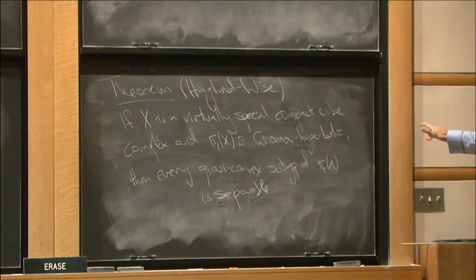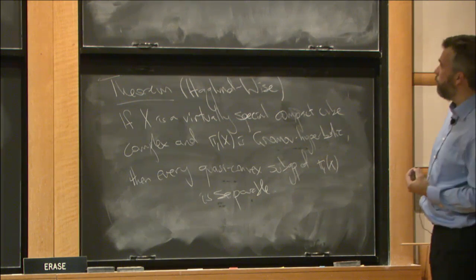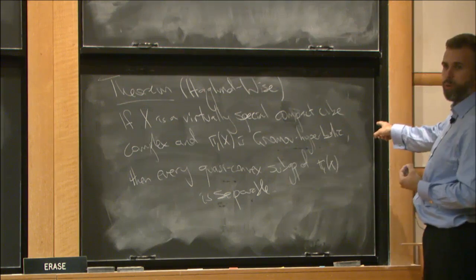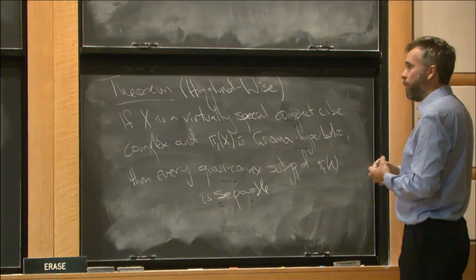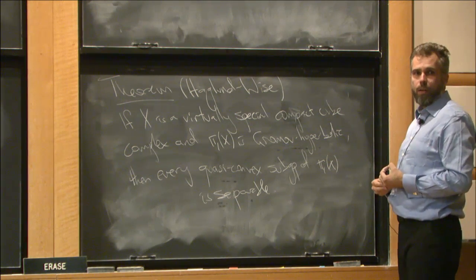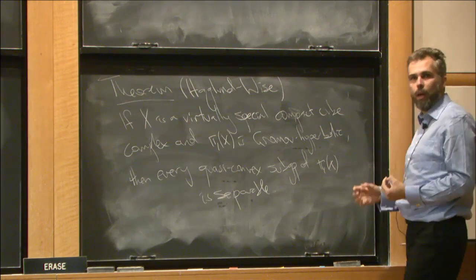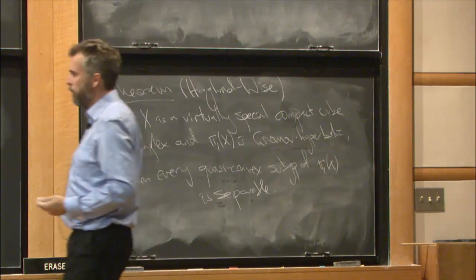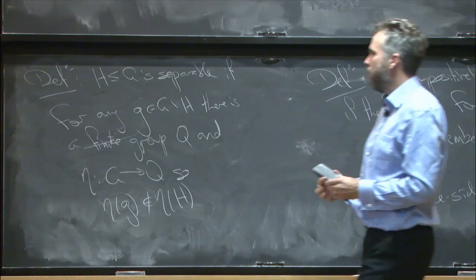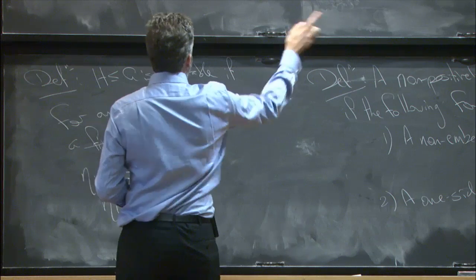So if one could promote the theorem of Bergeron and Wise, that was probably right there before I erased it, to not only acting properly and co-compactly on a cat-0 cube complex, but that the quotient was virtually special, then we would be done. Okay? And that's exactly what Ian does in his proof that I've also erased.